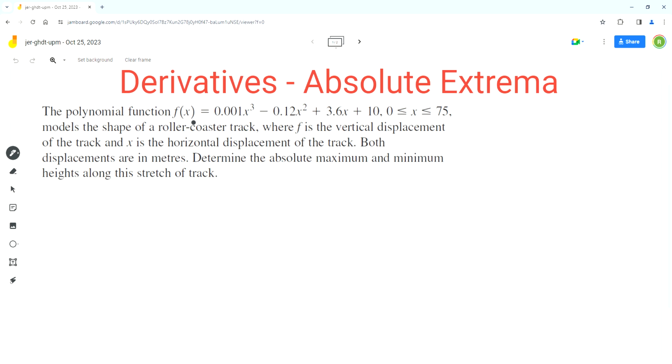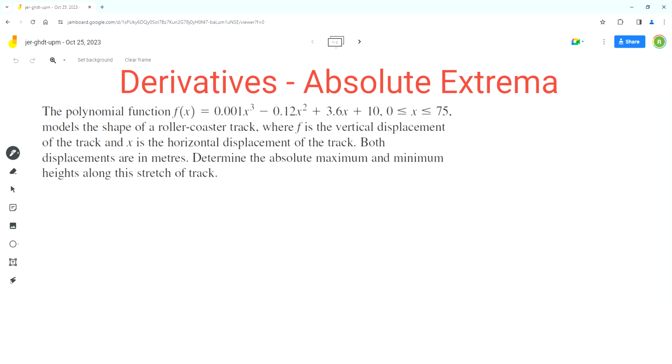So this function represents the vertical displacement of the track, and we have to find the maximum and minimum values for f(x) in the given interval, x between 0 and 75. For absolute maximum and absolute minimum values, the first step is to find the x points at which the tangent is horizontal, because those are the points at which there are peaks and valleys in the graph of this function. So we'll start by finding the derivative of this function.